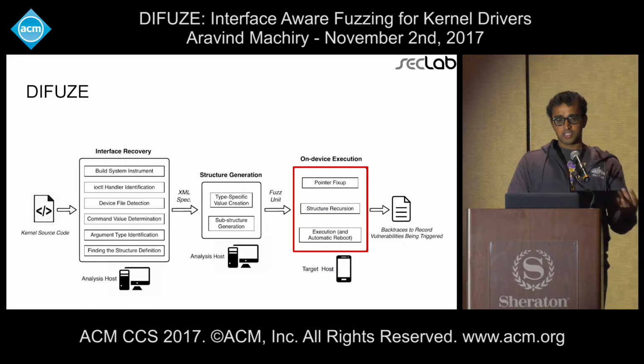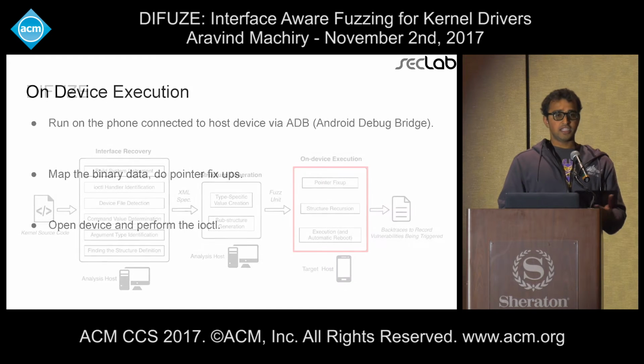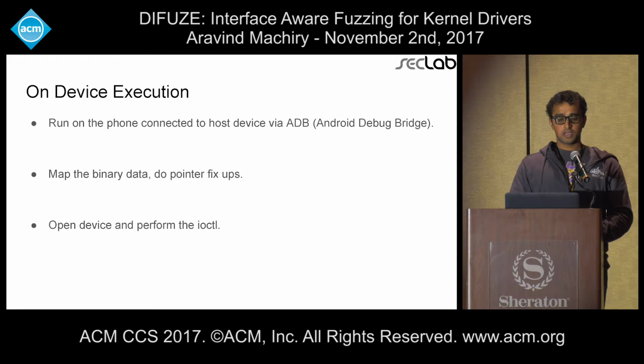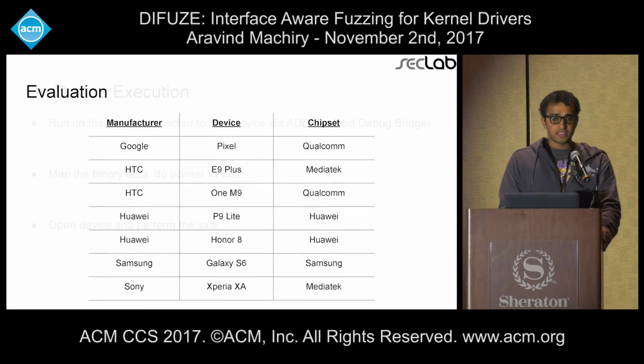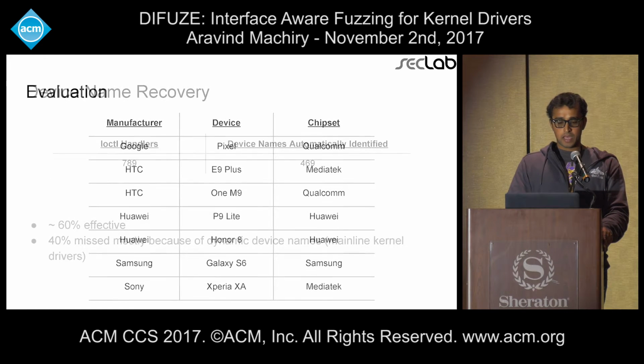The on-device component gets the blobs and the mapping from the structure generation. It maps the binary data and does the pointer fix-up, and it opens the device and does the actual ioctl system call. If the device crashes, it captures the input that resulted in the crash and gives the input back for triage. To evaluate, we evaluated DIFUSE on 7 different devices across 5 different manufacturers and 4 different chipsets.